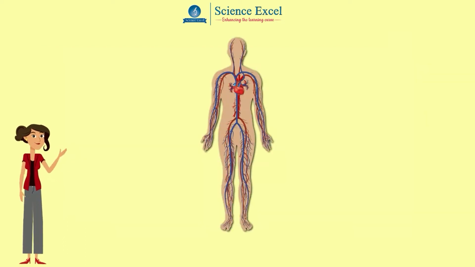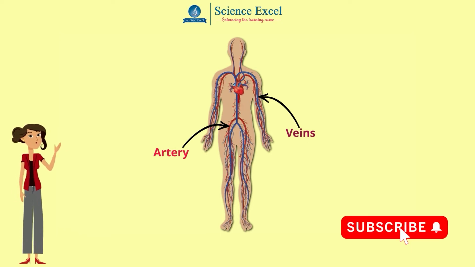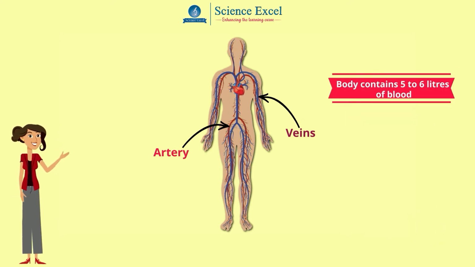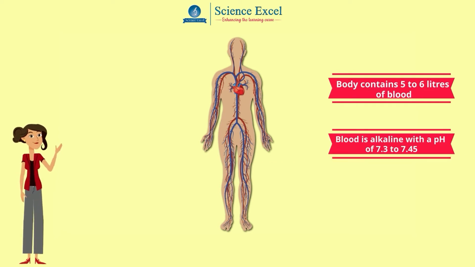What is blood? Blood is a life-giving body fluid, bright red when taken from an artery and dark red when taken from a vein. It is a specialized type of connective tissue that keeps circulating constantly from the heart to the arteries and back through the veins. An average adult has 5 to 6 liters of blood by volume in his body. The blood is slightly alkaline with a pH of 7.3 to 7.45.